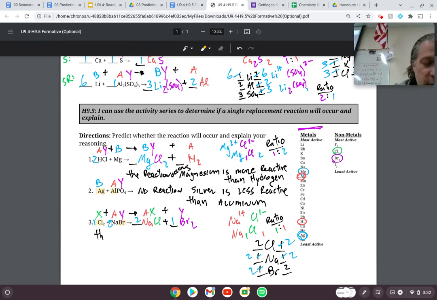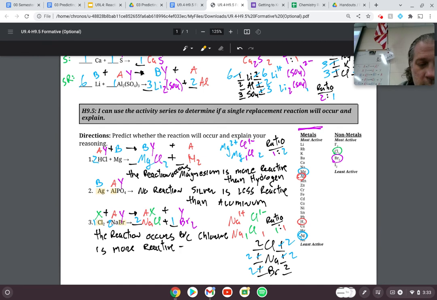And so we can say that the reaction occurs because chlorine is more reactive than bromine.